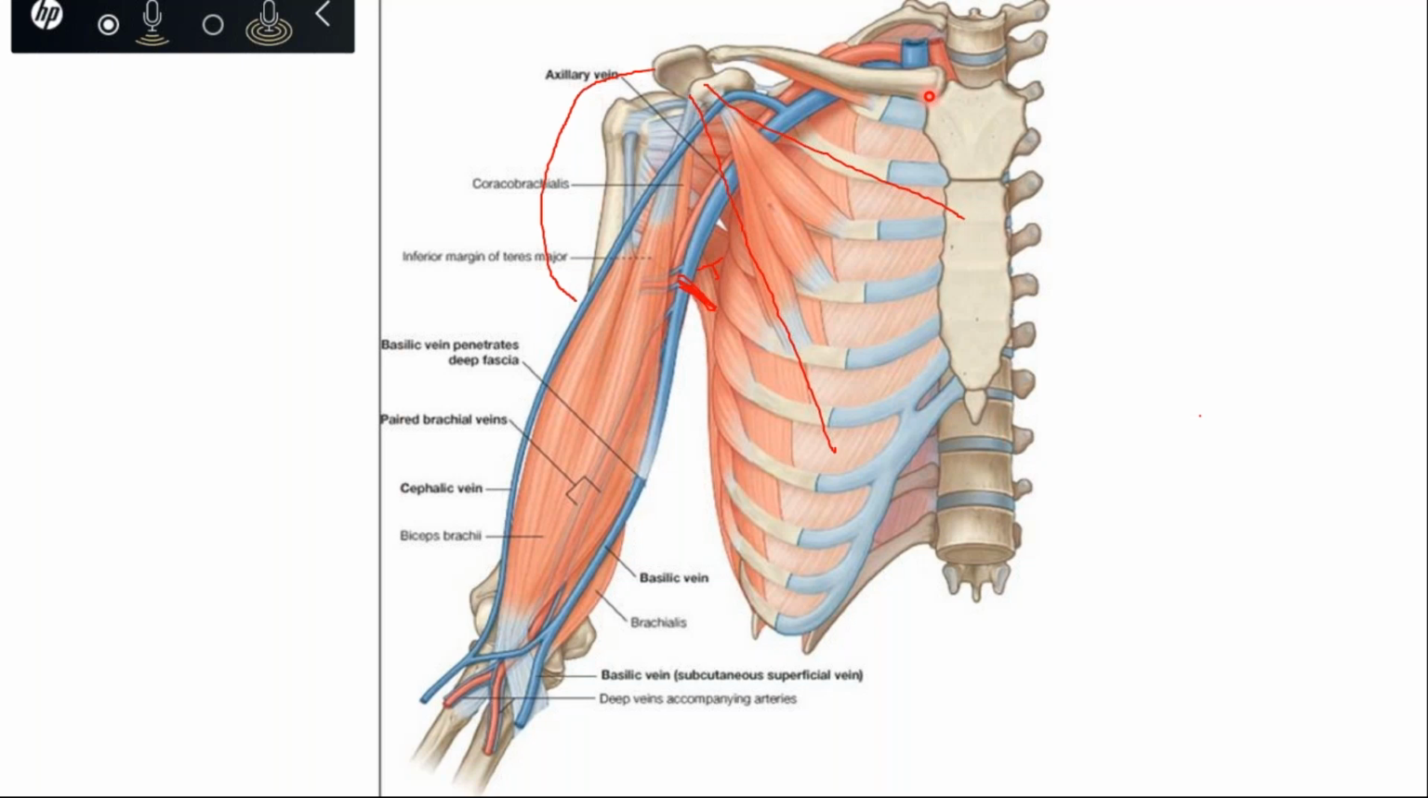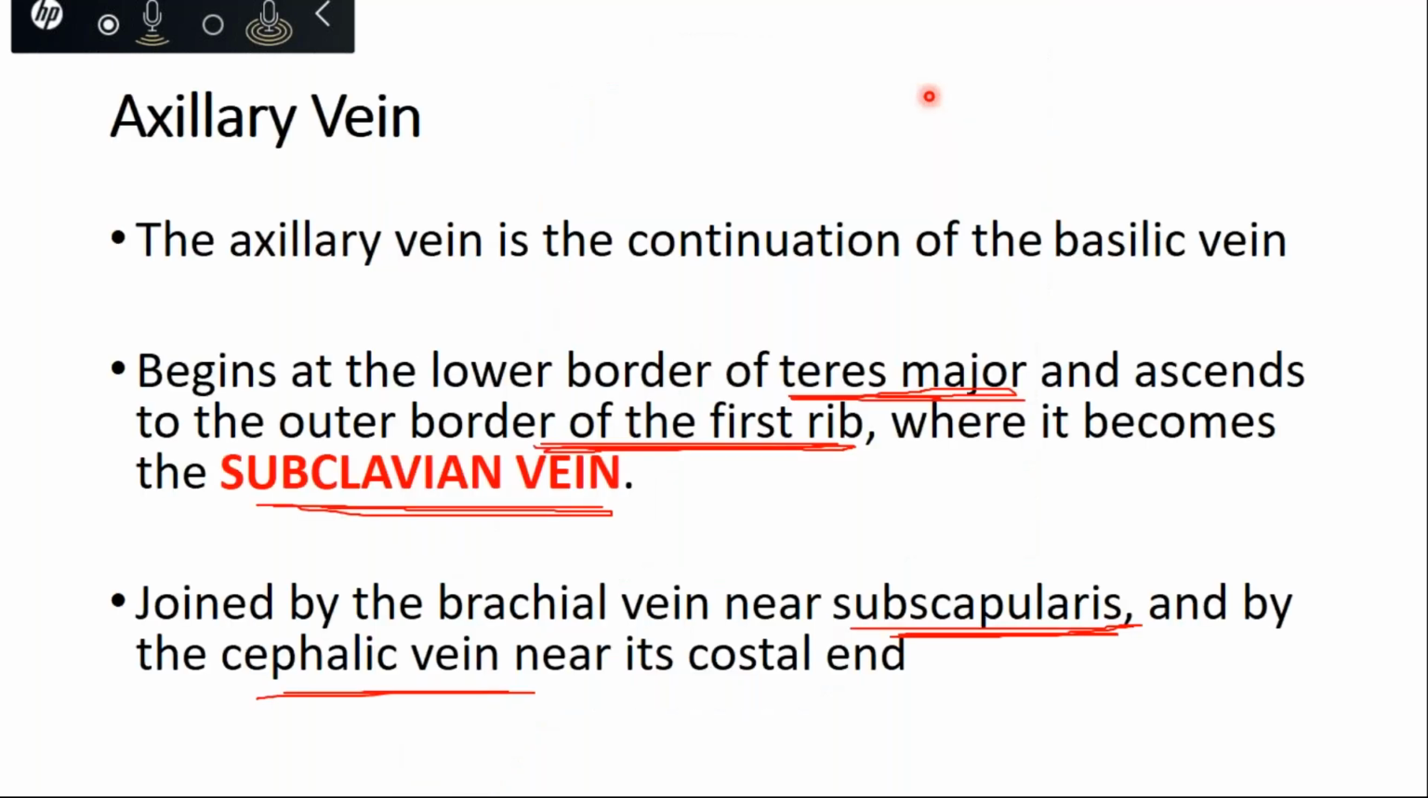Sir, can you say again what is the subcranial vein? You mean subscapularis? Do you mean the subscapularis? Is it called subcranial or subclav? Subscapularis.